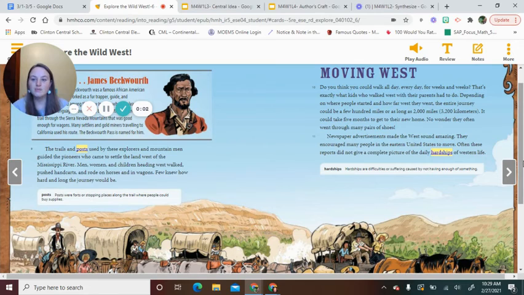The trails and posts used by these explorers and mountain men guided the pioneers who came to settle the land west of the Mississippi River. Men, women, and children heading west walked, pushed hand carts, and rode on horses and in wagons. Few knew how hard and long the journey would be.